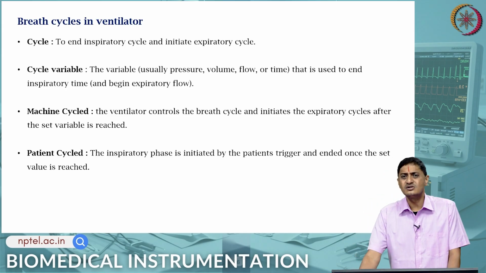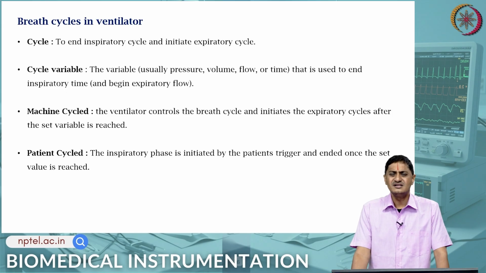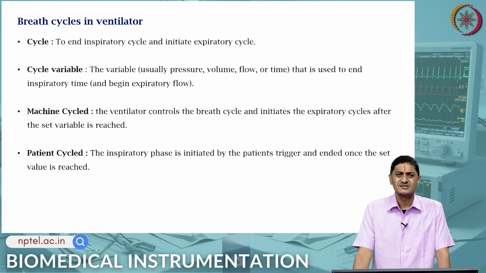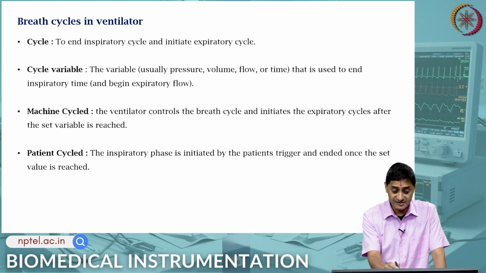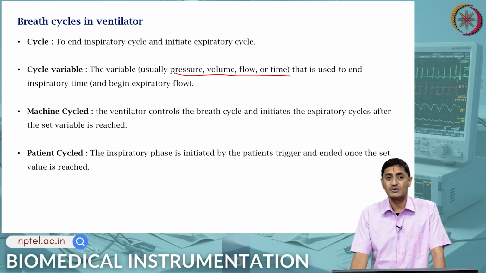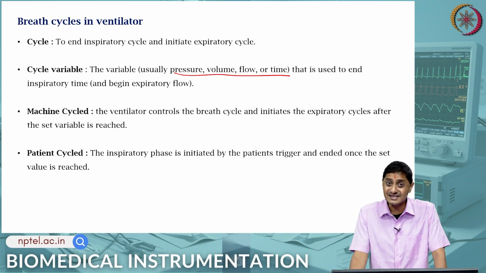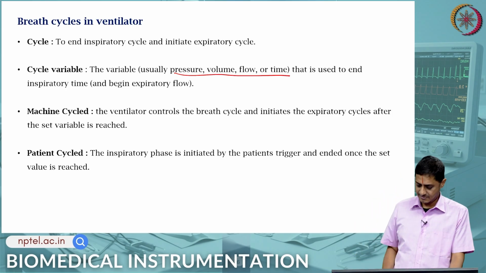The ventilator controls the breath cycle and initiates the expiratory cycle once a set variable for one of these parameters is reached. Then there is patient cycle. In this case, the inspiratory phase is initiated by the patient and ended once the set value is reached, then the system will stop the inspiratory cycle. But the trigger itself, the initiation, the beginning will be set by the patient.